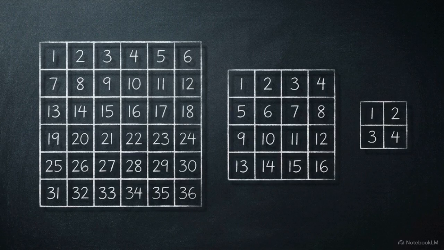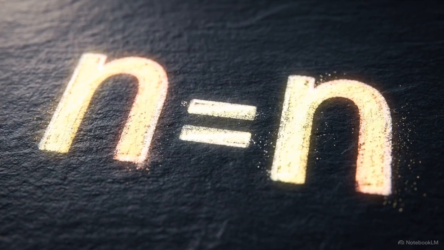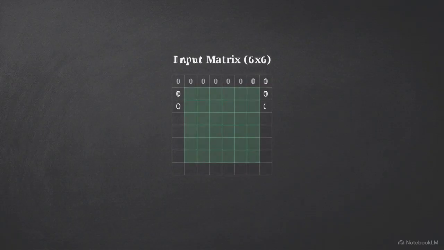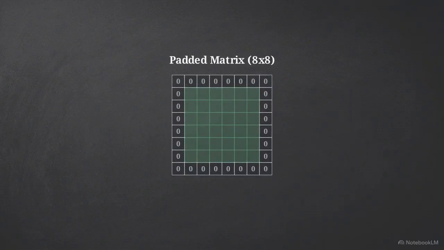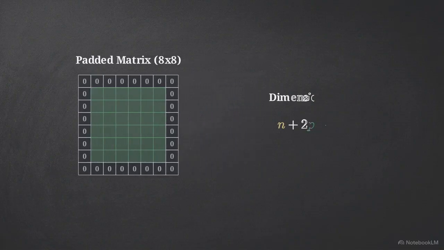If we want to build networks with dozens of layers, we cannot let the data shrink with every operation. We need an algebraic mechanism to force our output dimension to perfectly match our input dimension, which we'll call n. This introduces the concept of padding, or P. Padding is the programmatic addition of symmetrical, empty cells, usually zeros, around the outer border of the original matrix.